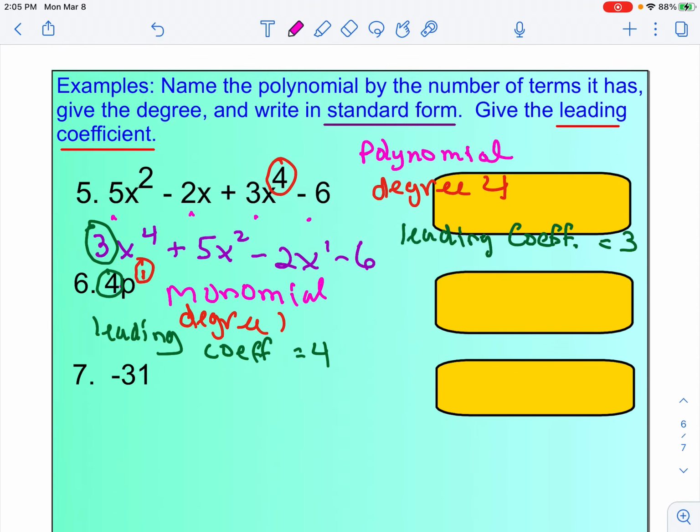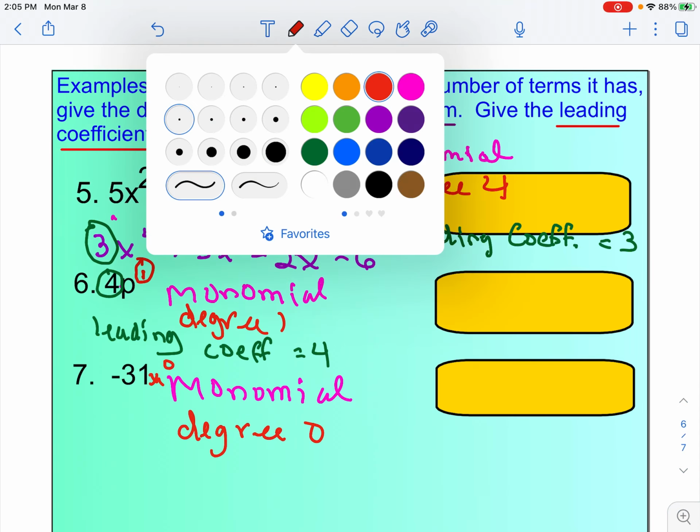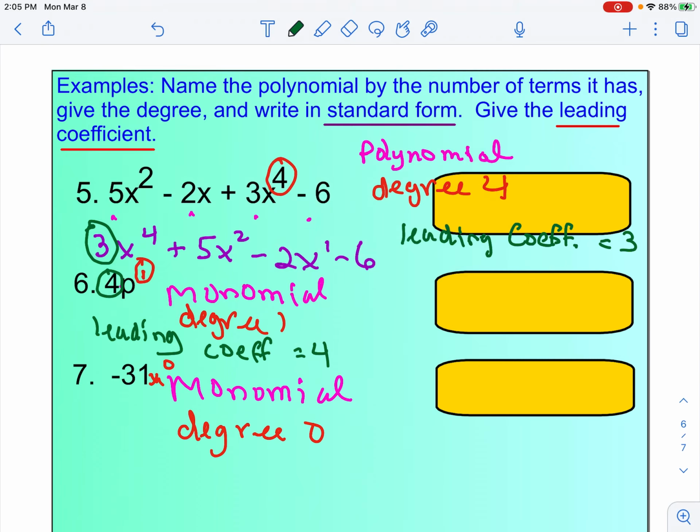All right, and the next one again only has one term, so it's a monomial. Its degree is 0. A lot of students don't get that at first, but remember, you could have x to the 0 power there because that's just 1. So there's no x's there, 0 x's. So it's degree 0. And the leading coefficient is really negative 31. And it's already in standard form.